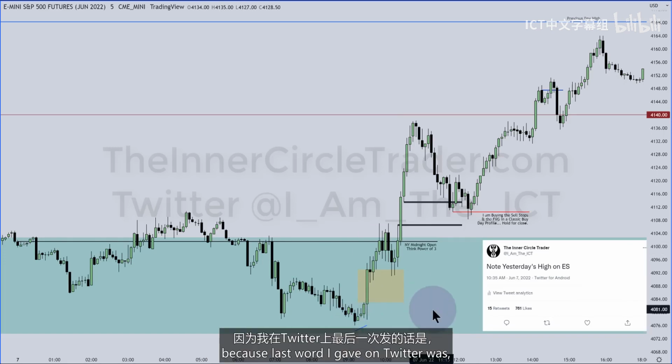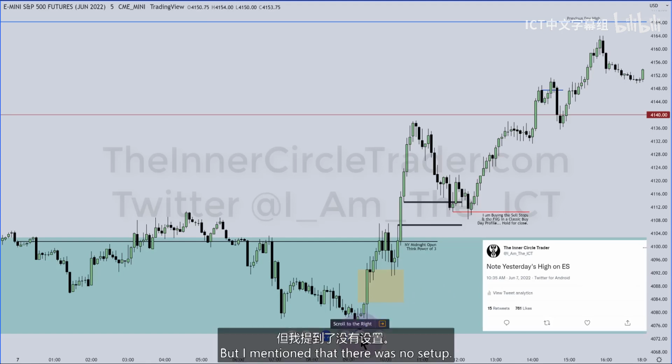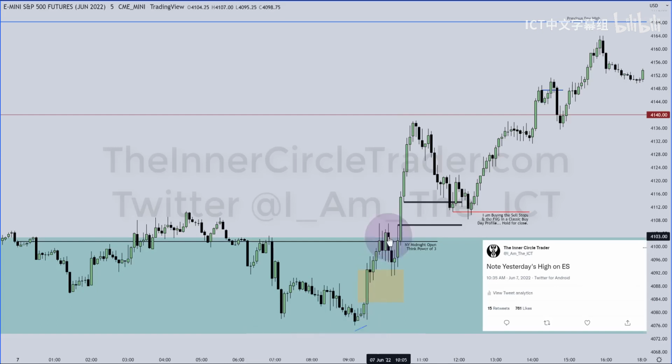Because last word I gave on Twitter was I was looking for 40-70. No problem. No trade either. But I mentioned that there was no setup. There's nothing going on. And then the market rallies up. Okay. What I was looking for, it didn't reach it, and it didn't give me a setup.